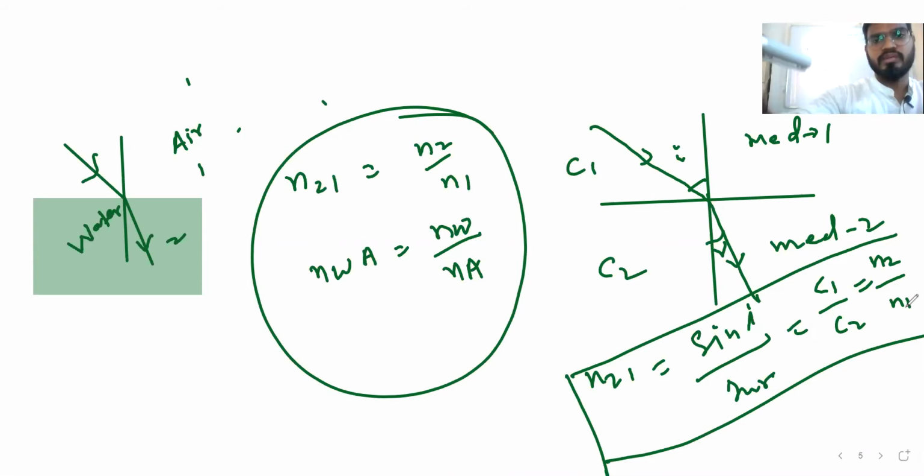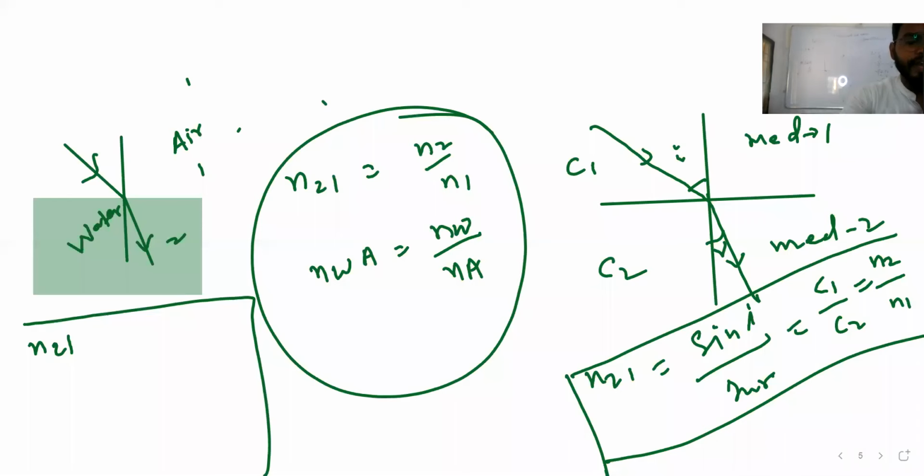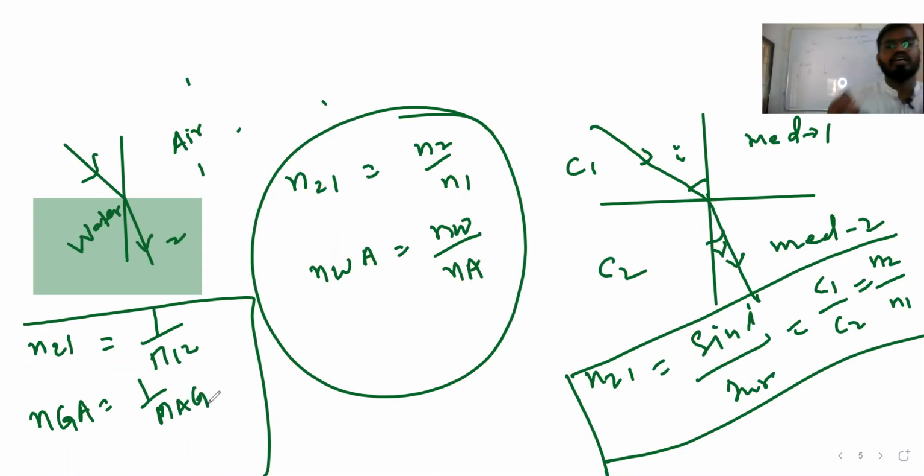Let's see what we are supposed to see next. Now N2 1, if you want to find the reciprocal, N12, you will write it by the inverse of that. Suppose they gave you the refractive index of glass with respect to water, but you want to find the refractive index of air with respect to glass. You will write it this way. Hope you guys got it. So just do the opposite of that.